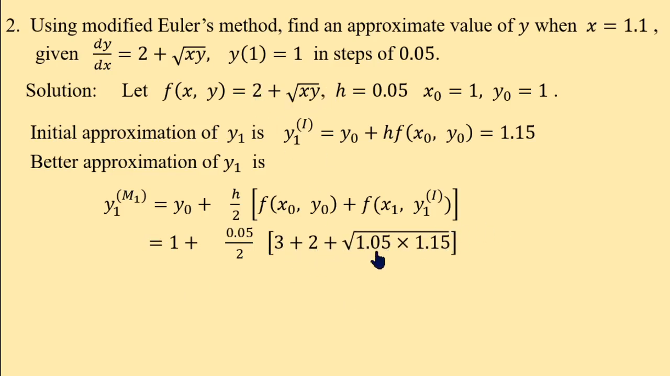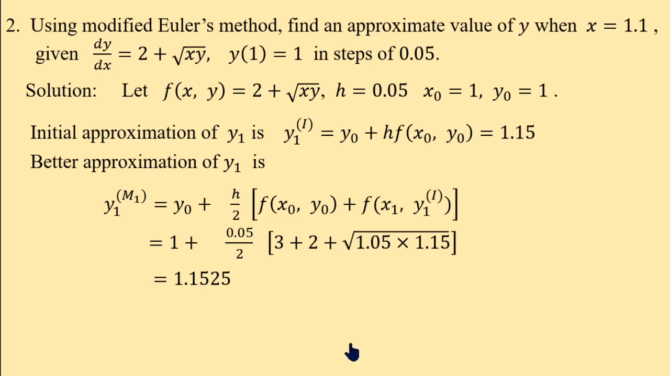2 plus root xy, where x is 1.05, that is x1, and y is 1.15. The initial value of y1 is 1.15. Substitute this in the calculator, and you get the value 1.1525. To find a better approximation, that means y1 modified 2, just replace 1.15 by 1.1525. Everything else is the same. The last value, y1 initial, is replaced by y1 modified 1.